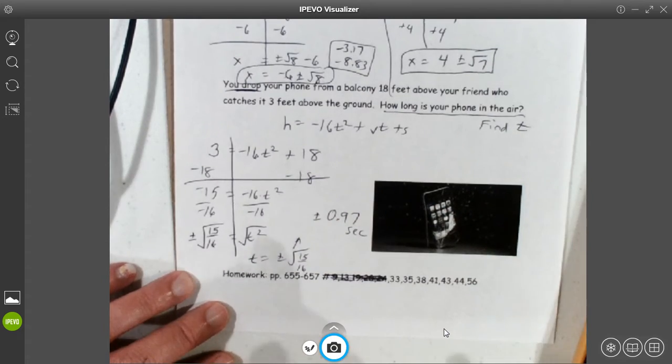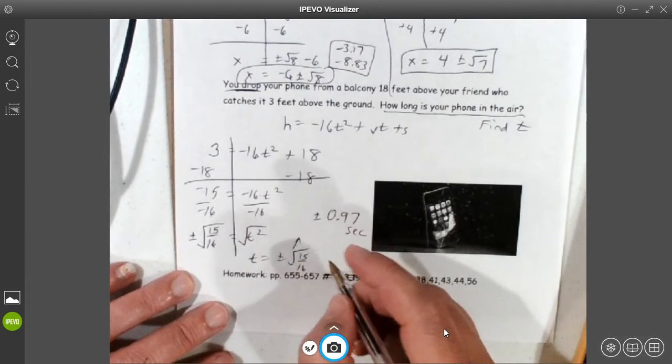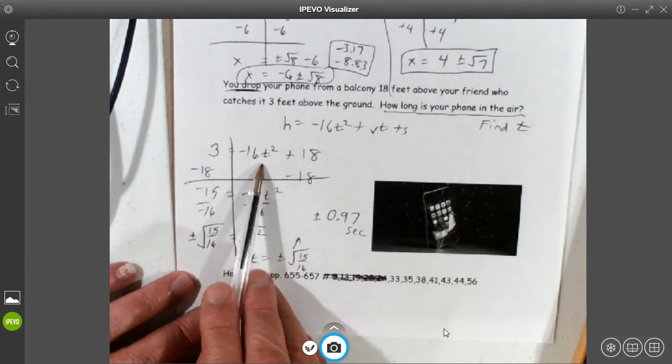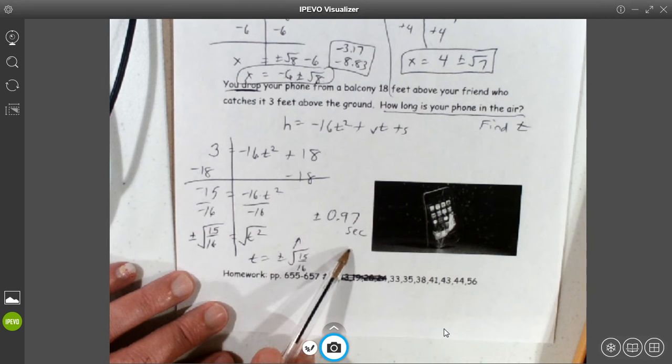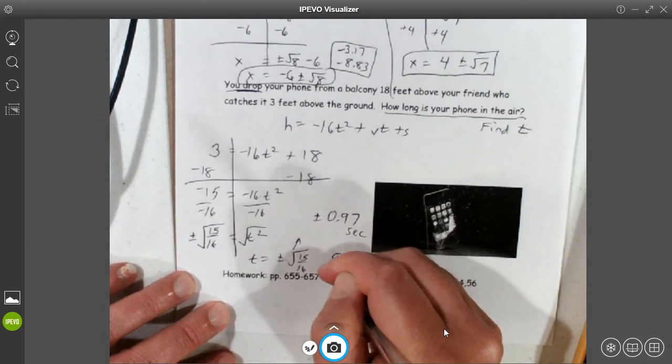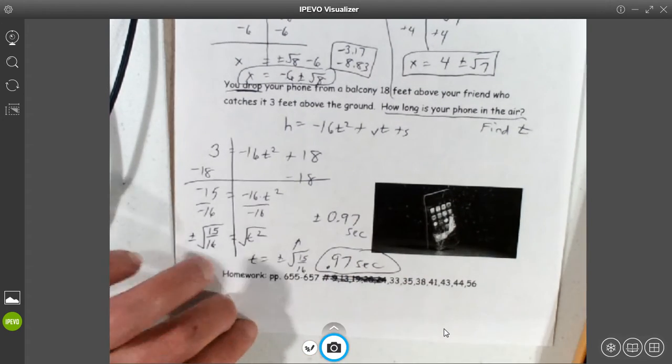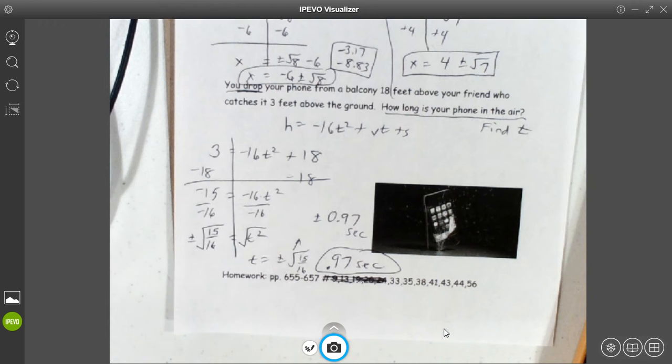But now, since we're talking time, remember we talked about this before. Sometimes when you're solving these things, this is a solution to that equation, but negative 97 hundredths of a second doesn't make any sense. We're only going to look at the positive here. So this phone is going to be in the air just a little bit less than a second, about 97 hundredths of a second.